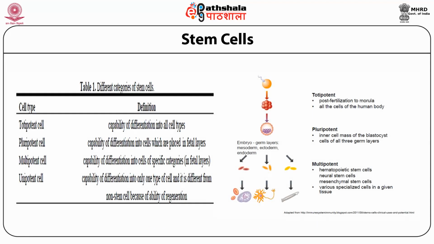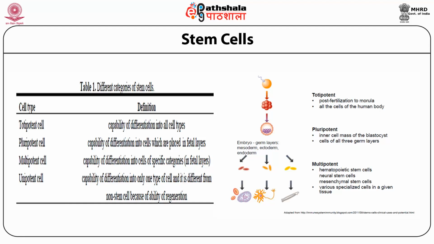So let us look at the different categories of stem cells. As I already mentioned, there are 4 types of stem cells: totipotent cells, pluripotent cells, multipotent cells, and unipotent cells. All these names are derived based on the time of embryonic development at which, and the place from which, these cells are isolated. The name is based on that.